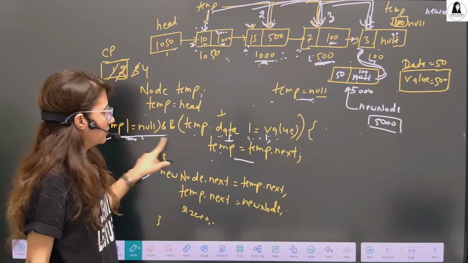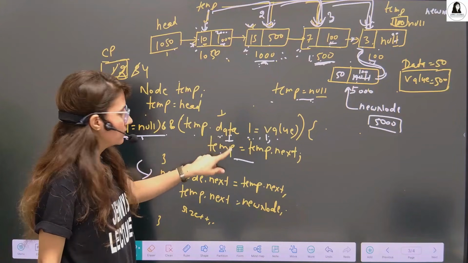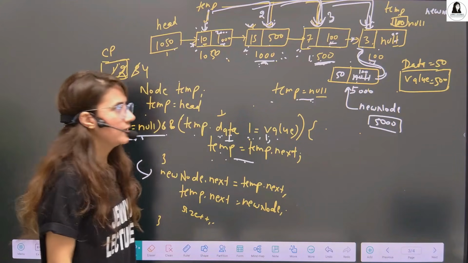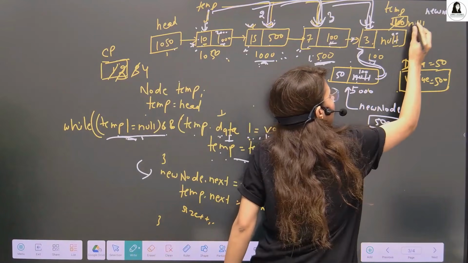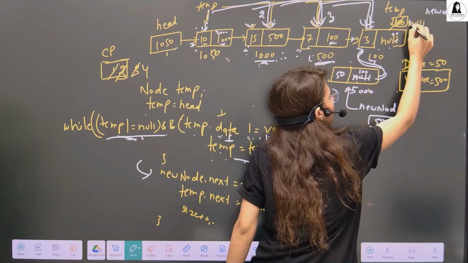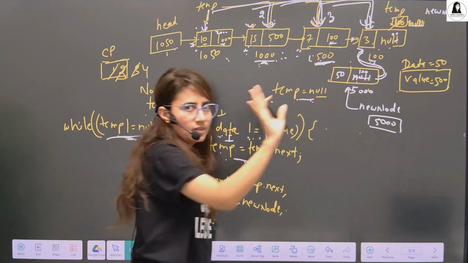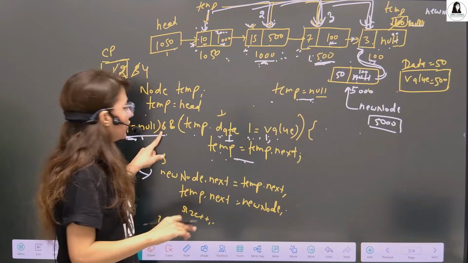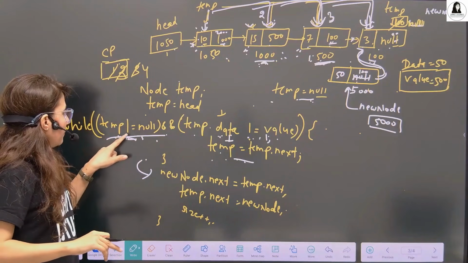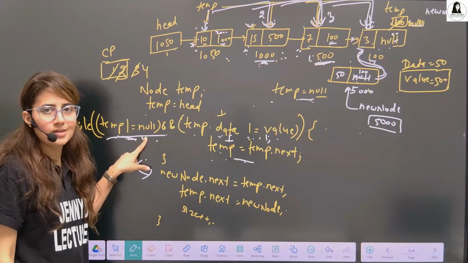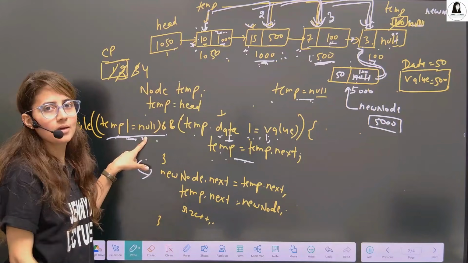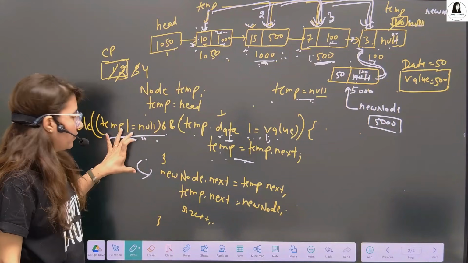Temp not null? Yes. Temp dot data not equal to value? Yes. Temp is equal to temp next. Still, temp next is null, so it will have null. But now again check the while condition. While temp not equal to null, this condition is not true because temp is null. So now we will not enter here.